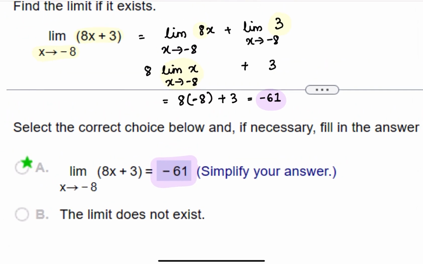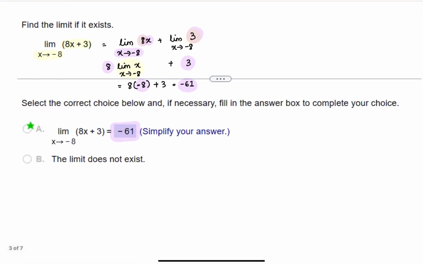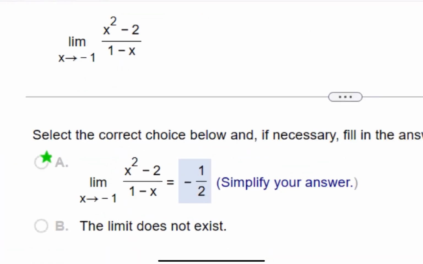Okay, again, always the limit of a constant is the constant. If you see a coefficient, you bring it outside. x approaching negative 8, the limit of x is negative 8. Again, have those formulas with you at all times. Let's look at the next one.